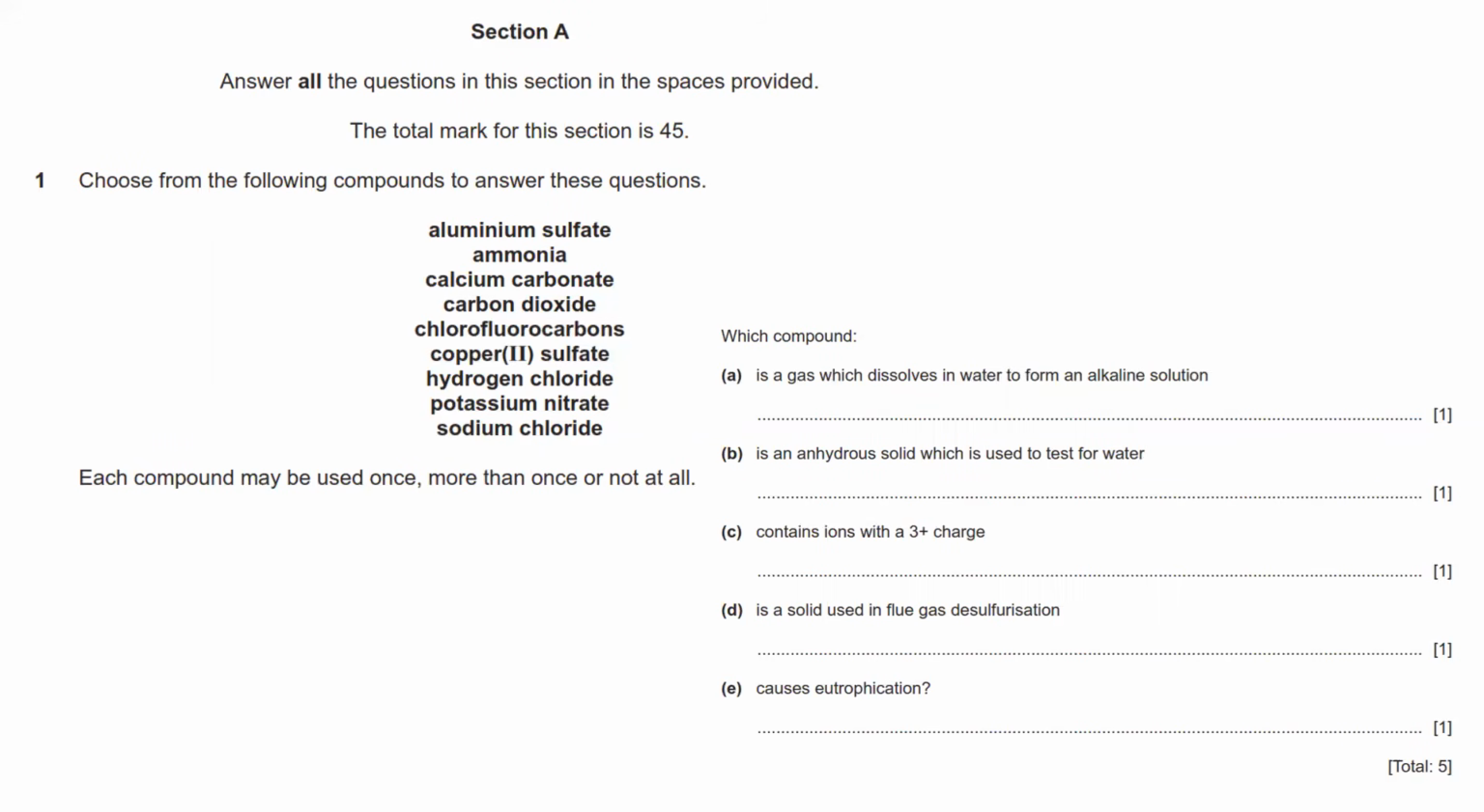Okay. So first question. It says which gas dissolves in water to form an alkaline solution. Here we have ammonia. Ammonia gas dissolves in water to form ammonium hydroxide, and ammonium hydroxide is a base and that is an alkaline solution. So ammonia can be a good choice from here. Ammonia.